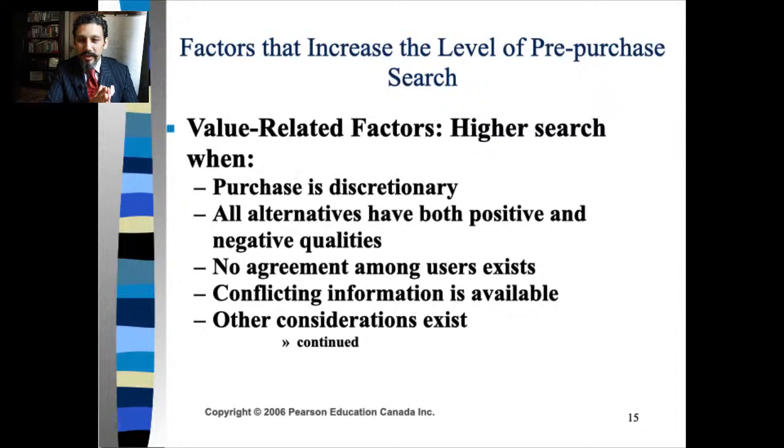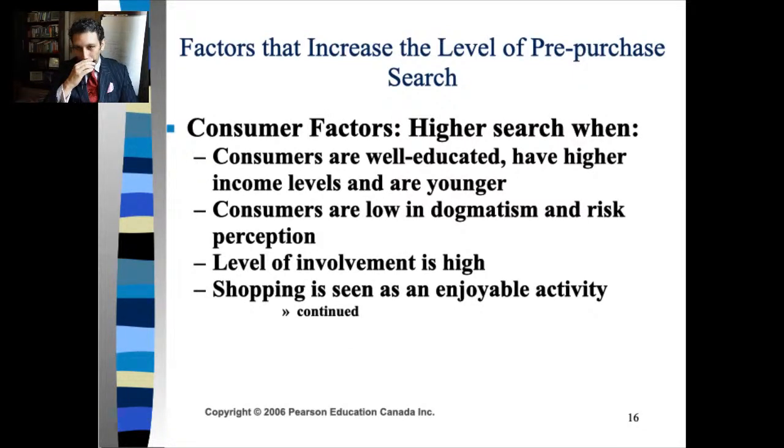We look at other factors. Your search is higher when the purchase is discretionary. All alternatives have both positive and negative qualities. There's no agreement among users, so some people are saying one product, some people are saying another product. There's conflicting information available, and there could be other factors within this. The search goes higher when consumers are well educated, have higher income levels, and are younger. So the younger you are, the more educated you are, the higher your income, then you're likely to search more.